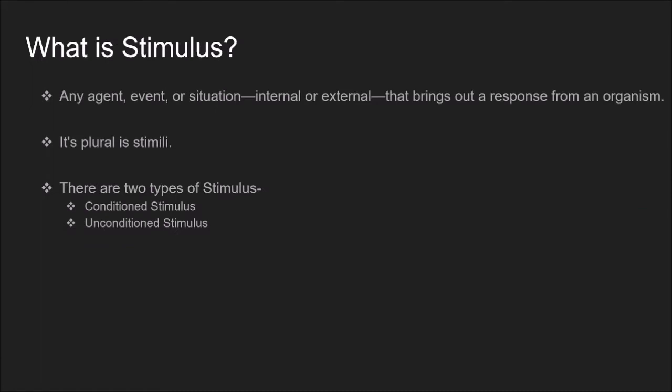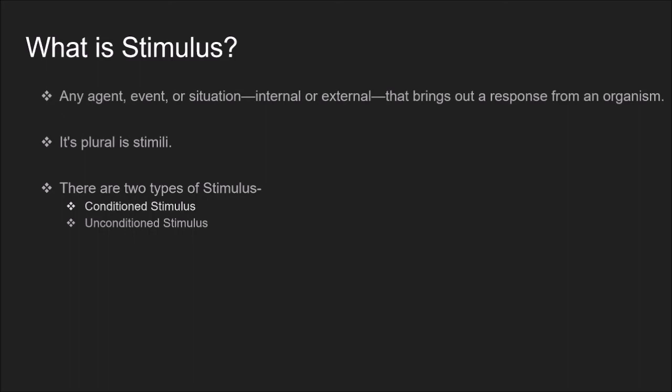Okay, now let me define stimulus first before we proceed any further. It is any agent, event, or situation, internal or external to us, that brings out a response from an organism. Its plural is stimuli. There are two types of stimulus. One is conditioned stimulus. It's a neutral stimulus that is repeatedly associated with an unconditioned stimulus until it acquires the ability to elicit a response that it previously did not.